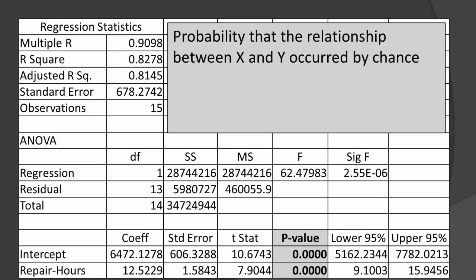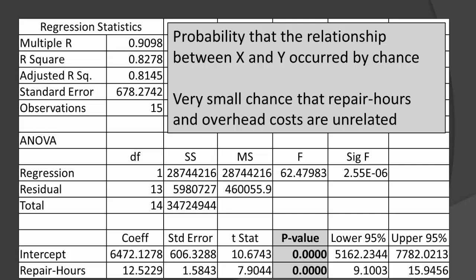The p-value represents the chance that the relationship between x and y that we have observed occurred only by coincidence. We would like that chance to be very, very small. In this case, there is an extremely small chance that repair hours and overhead costs are actually unrelated. That's good news for our model.